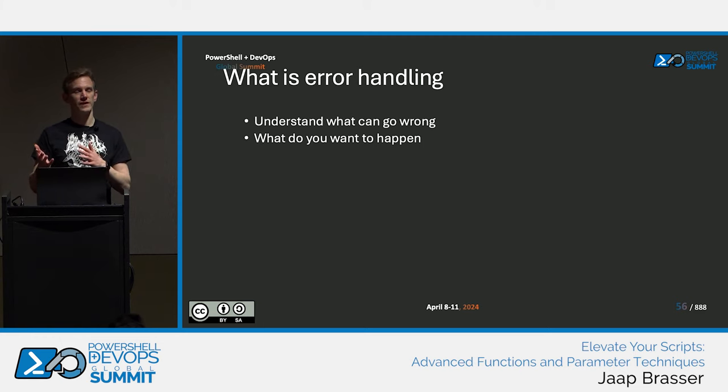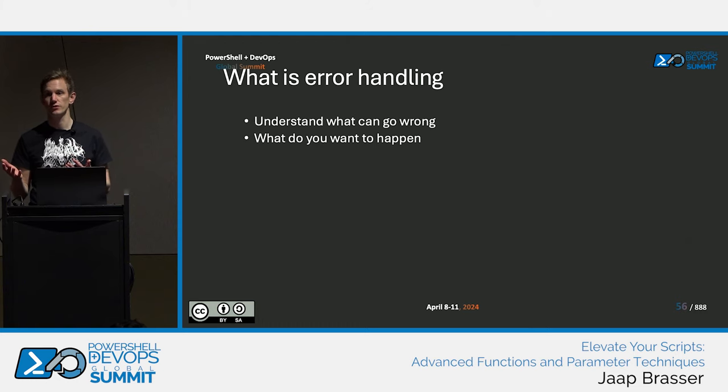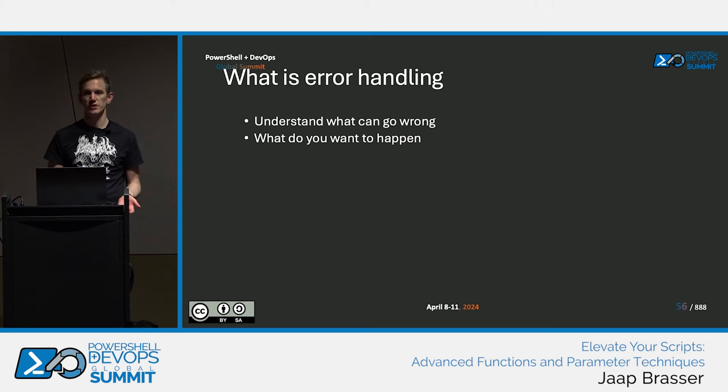Whenever your code fails, what should happen? Should you get an error message? Should it throw? Should your script keep on running? Should it try something else? Those are all things that you should keep in mind. But also, whenever your code fails, understand what kind of errors it can throw. Because when using try catch, the standard catch will just catch anything, but you can also specify a specific error.